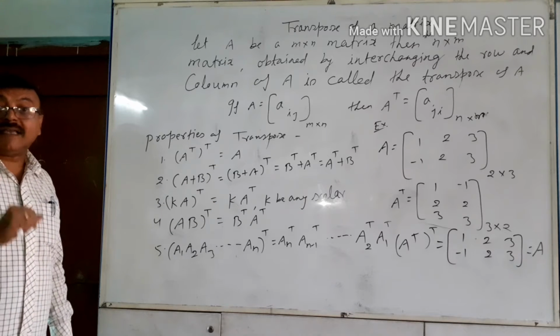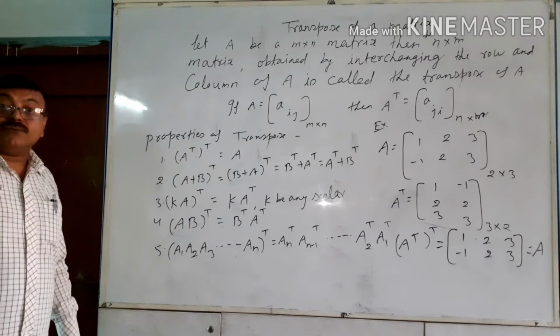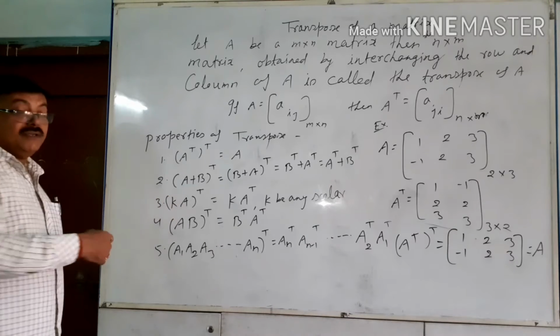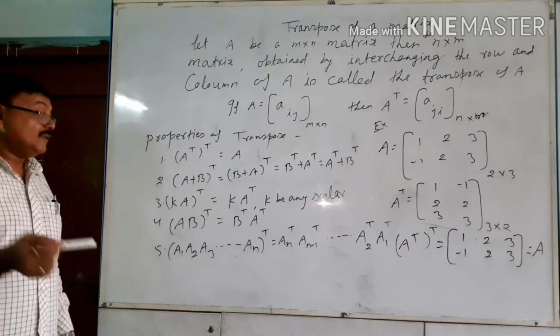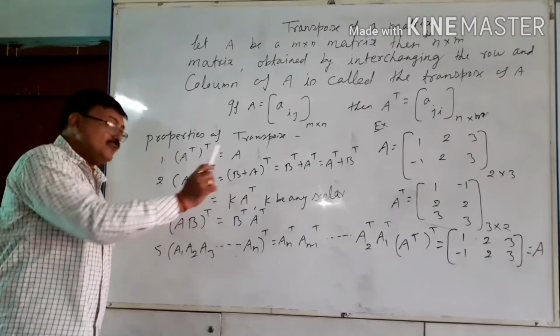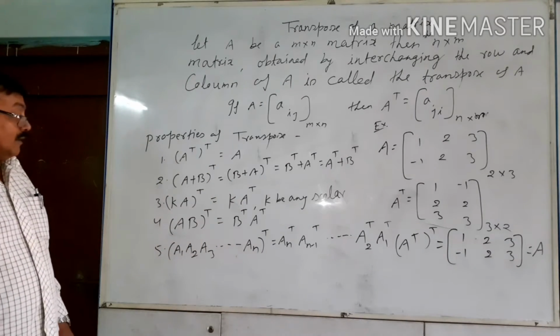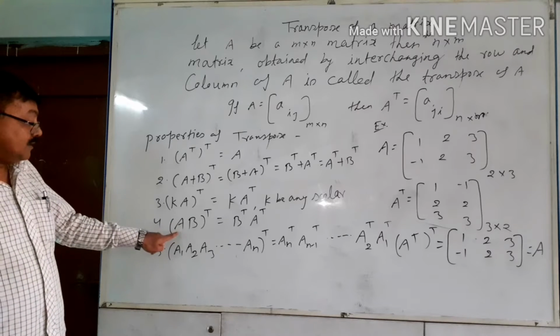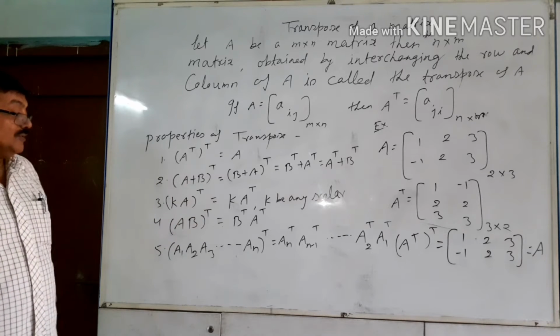Now see the third property: (kA) transpose equal to k A transpose. K here is a scalar. So according to scalar multiplication, if you write k A transpose, there will be no change in k. It will be k A transpose.